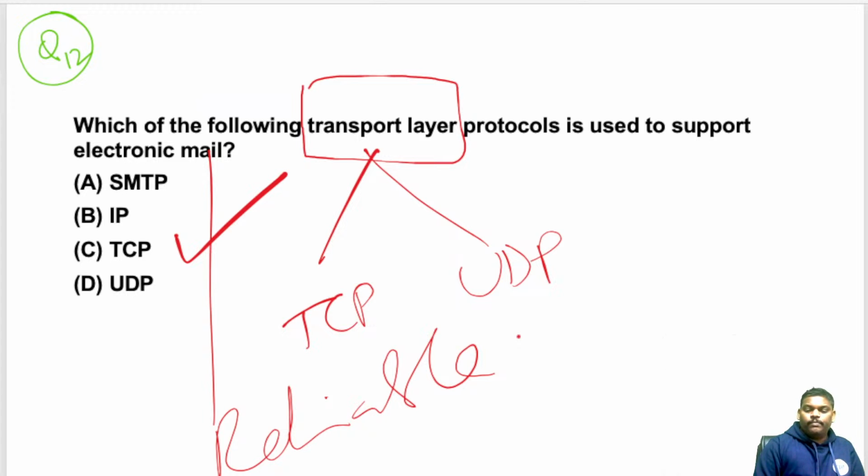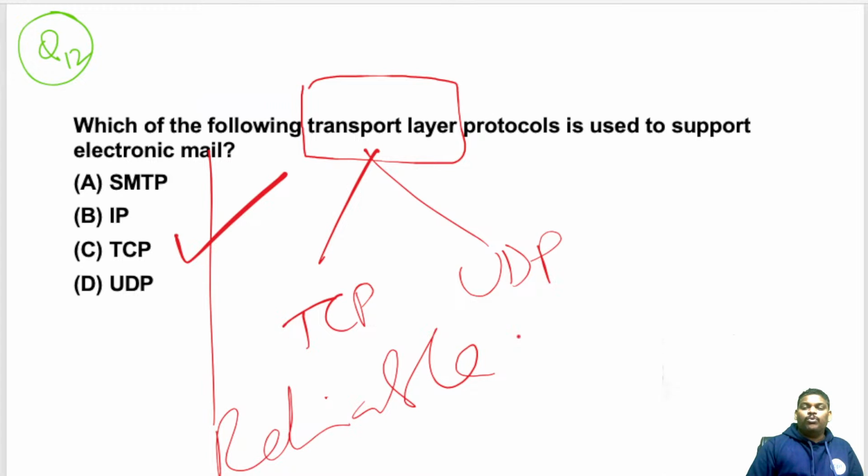Right, fine. See, people will select SMTP. People select SMTP, right? But it is not asking application layer. If it asked which of the following protocols is used to support electronic mail in the application layer, then SMTP. Application layer SMTP, but transport layer mail uses TCP. You don't want half a mail. If you go for UDP, you may get half a mail, because it is not reliable. You may lose something, but with TCP you don't lose anything.